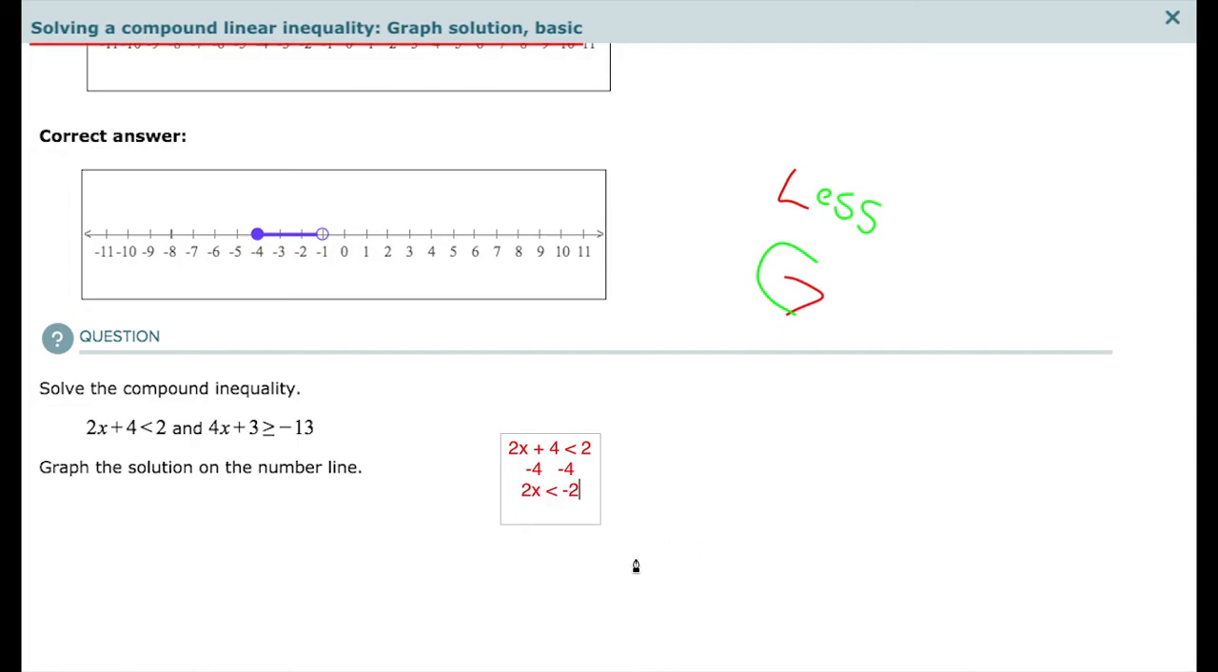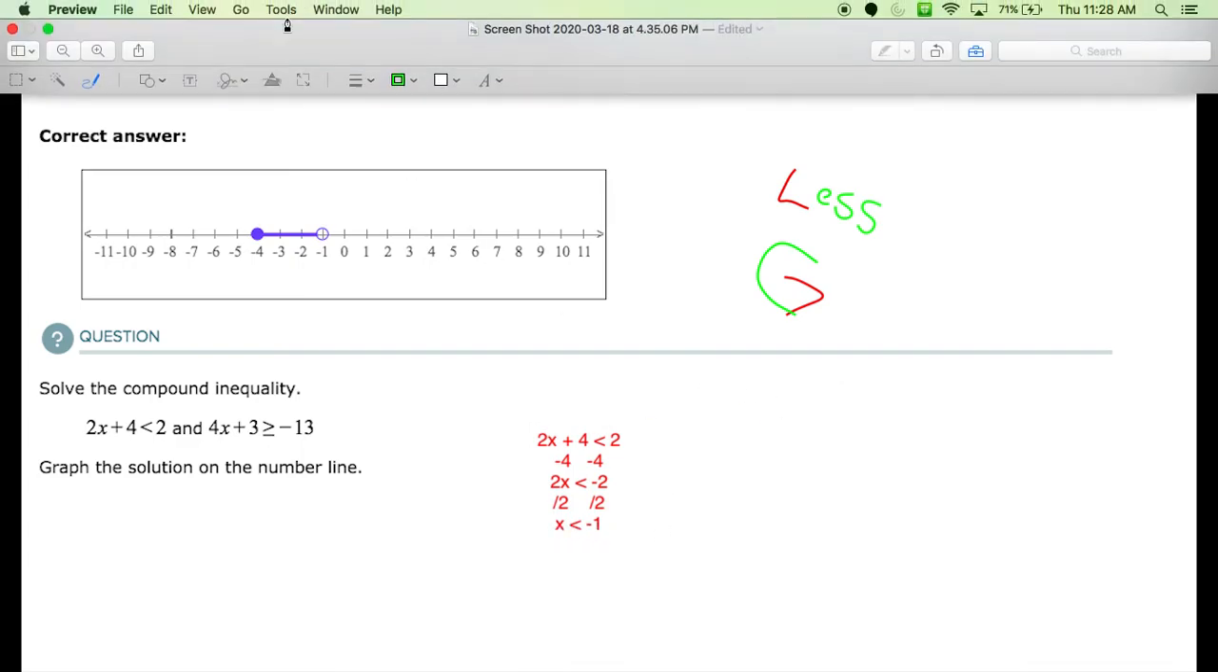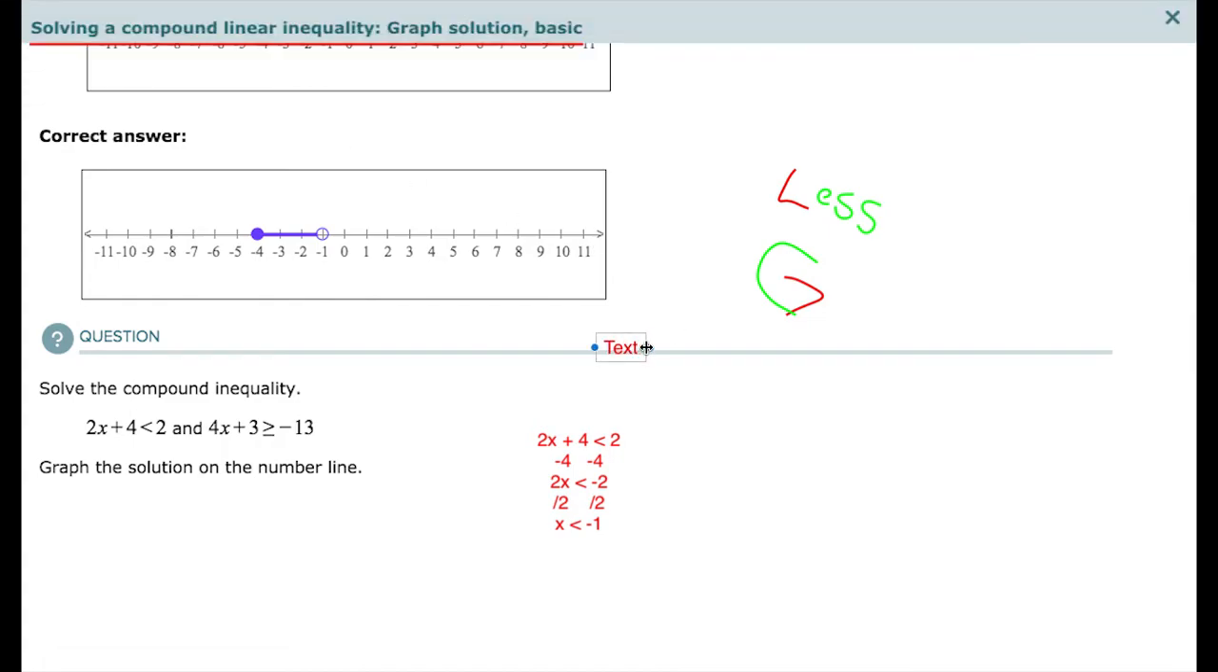All right. So now what we need to do on both sides is divide by 2 to get x by itself. Whatever you do to one side, you have to do to the other side. So we're dividing by 2 on both sides, and then we'll have x is less than negative 2 divided by 2, which is negative 1. So this is one of our answers: x is less than negative 1. All right, let's look at the next answer.